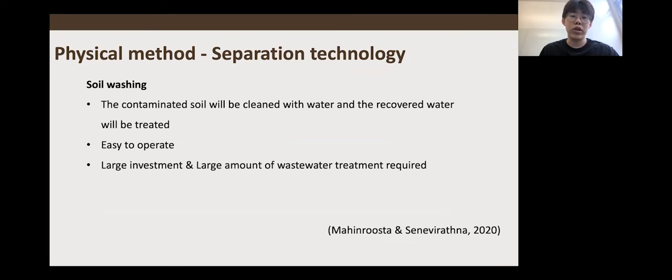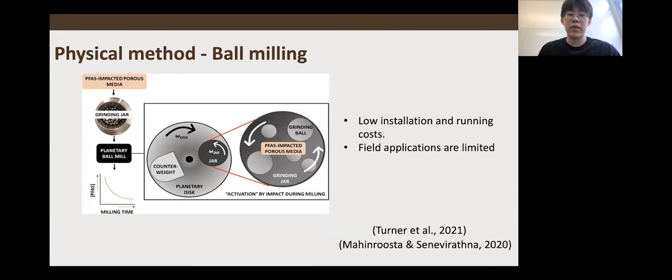Next one is soil washing. The contaminated soil will be cleaned with water, and the recovered water will be treated. It's easy to operate, but it needs large investment and a large amount of wastewater treatment is required. And next one is ball milling. In this method, a cylindrical vessel containing steel balls and the material is rotated, and the impact of the balls with the soil particles reduces the size of the particles and reacts on the surface of the ball mill. It has low installation and running costs, but field applications are limited.